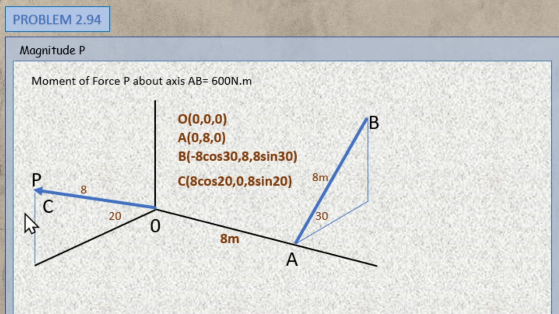And then for our point C, we have 8 cosine 20, same adjacent over hypotenuse, cosine theta, and it is positive since it is on the positive x-axis. We have 0 for y because, as you can see, it doesn't go towards our y-axis, and we have positive 8 sine 20 for our z coordinate. So this is the first step.